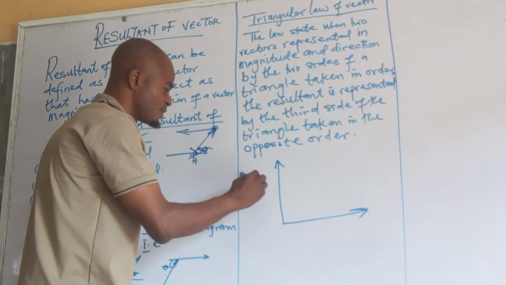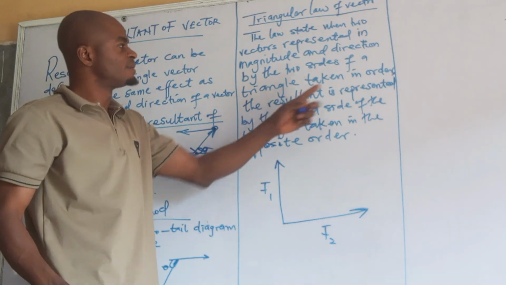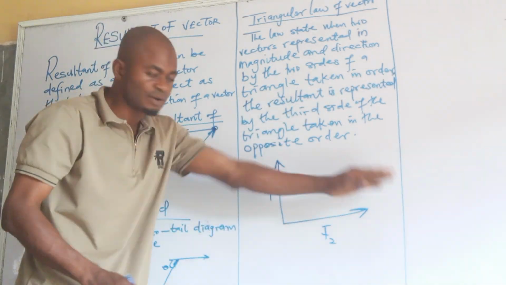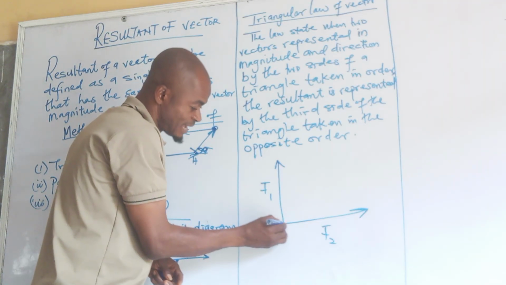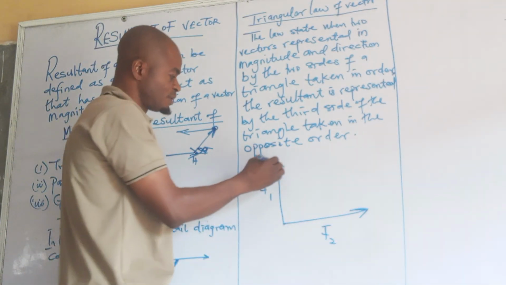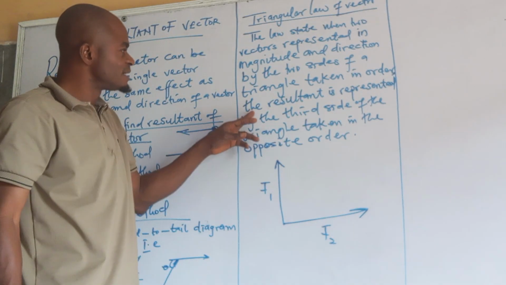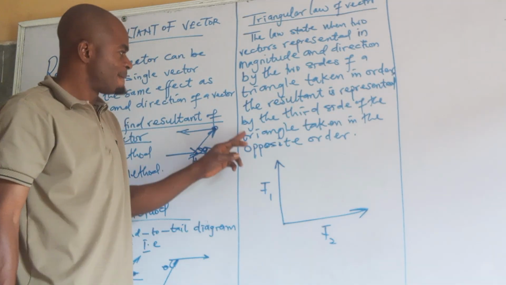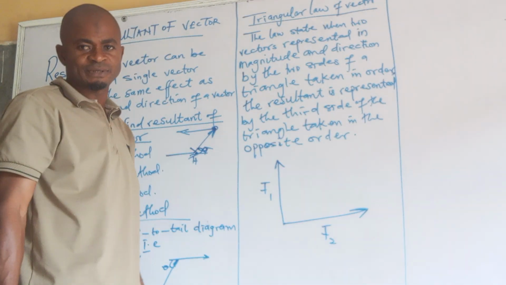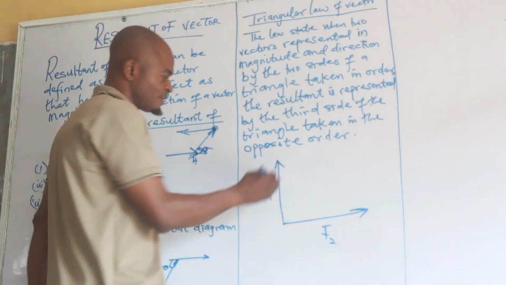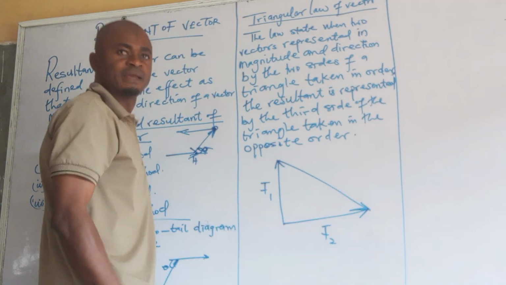This is the triangle, which is F1, this is F2. In order, this is the order. Don't forget, I said this is the head, this is the head of another one, their tail is here. It's supposed to be the tail of this one. What am I saying is this? It said the resultant is represented by the third side of the triangle, taken in the opposite order. Then how will you now pick it? Then you can pick this to join this, and the tail of this one is here.